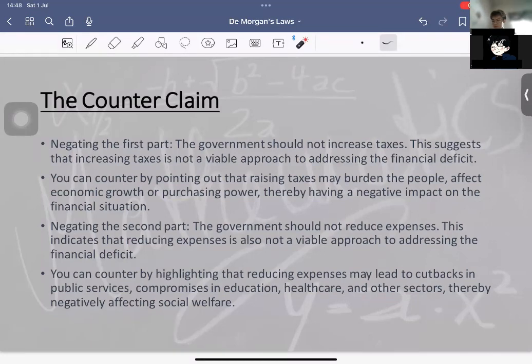So if you have learned about De Morgan's law, you will know that it's very useful in our real life.